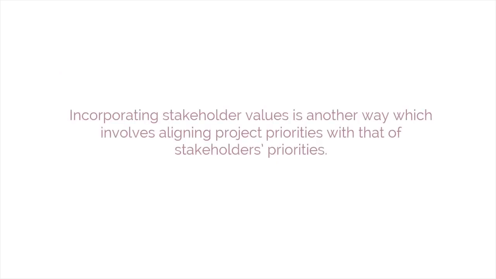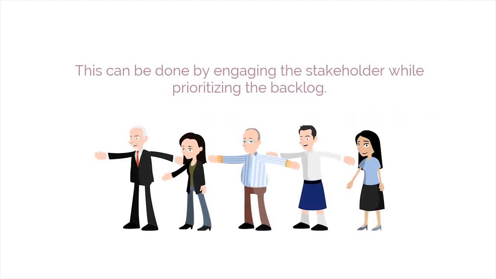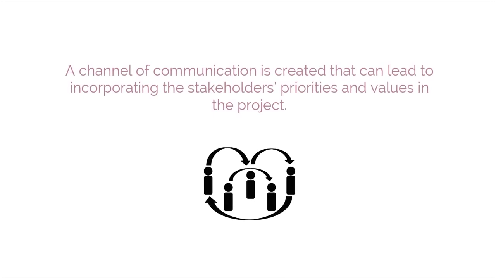Incorporating stakeholder values is another way, which involves aligning project priorities with that of stakeholders' priorities. This can be done by engaging the stakeholder while prioritizing the backlog. This way, a channel of communication is created that can lead to incorporating the stakeholders' priorities and values in the project. That brings us to stakeholder management.